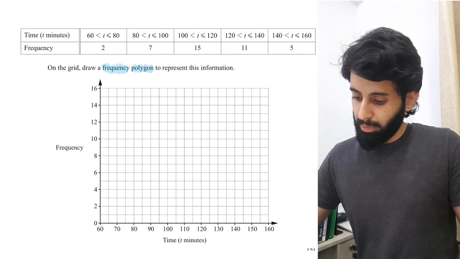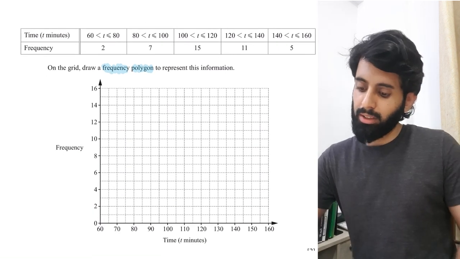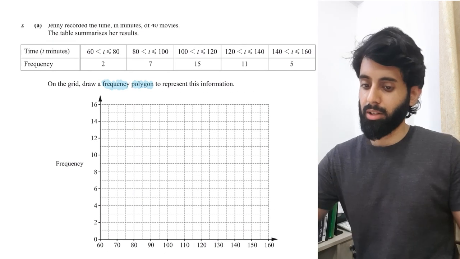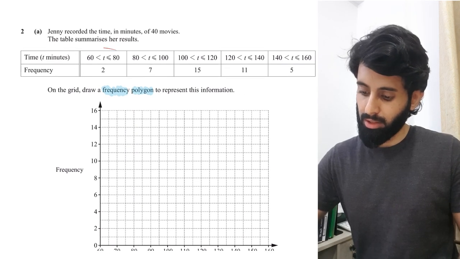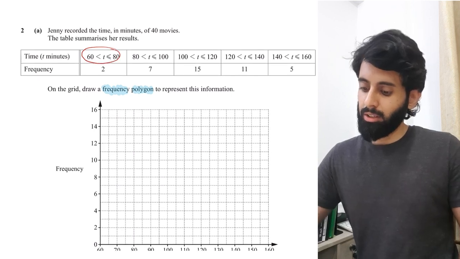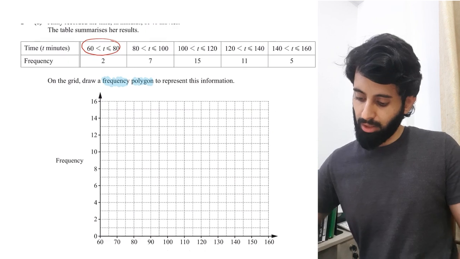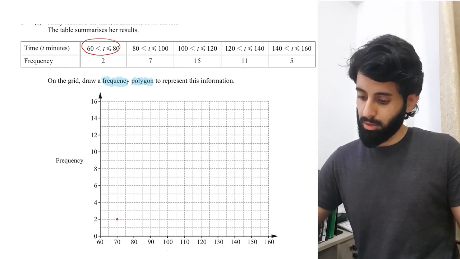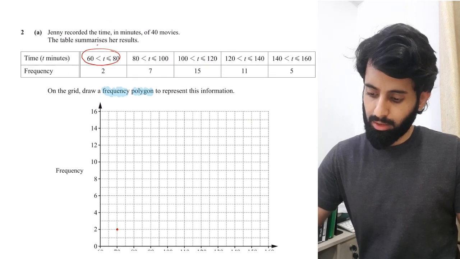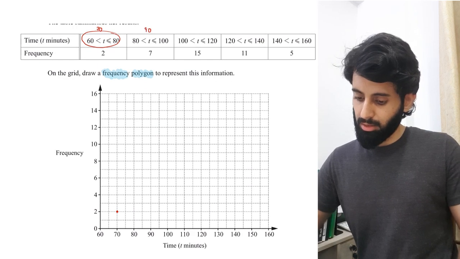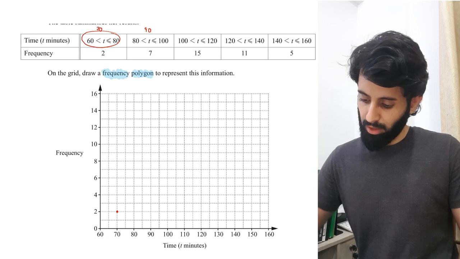Okay, so frequency polygon. The way to draw a frequency polygon is that you join the midpoints. Midpoints of what? Midpoints of the intervals. So if I look at this interval right here, you have 60 to 80. The midpoint of this is going to be 70, and the frequency we can see is 2. I'll write 70 here so you know exactly what I'm doing. And then the midpoint of this is 90. So the frequency of 90 is 7.